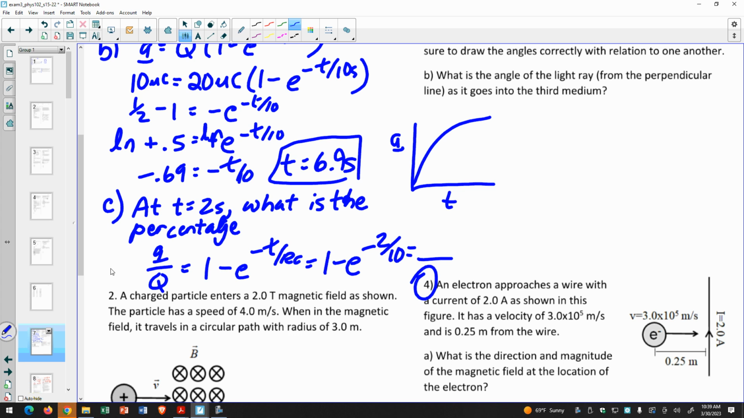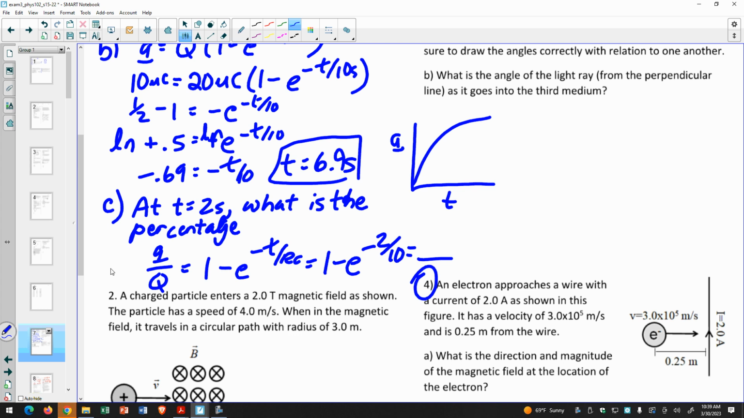So I'll ask you three things. I'll ask you, what is the time when it's at a certain charge, voltage, or potential? I'll ask you, what is the percentage of the charge, voltage, or potential at a given time? And then I'll ask you to draw the charge, voltage, or potential over time.